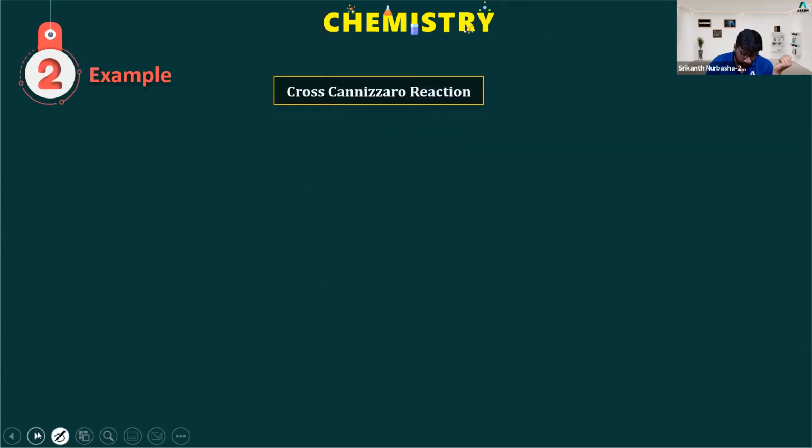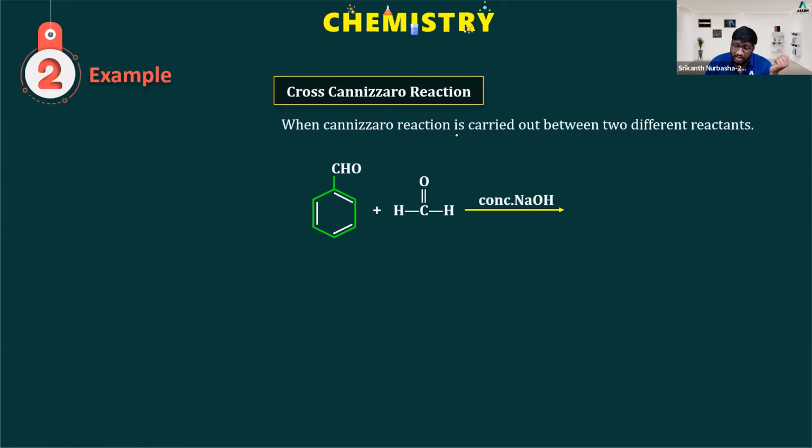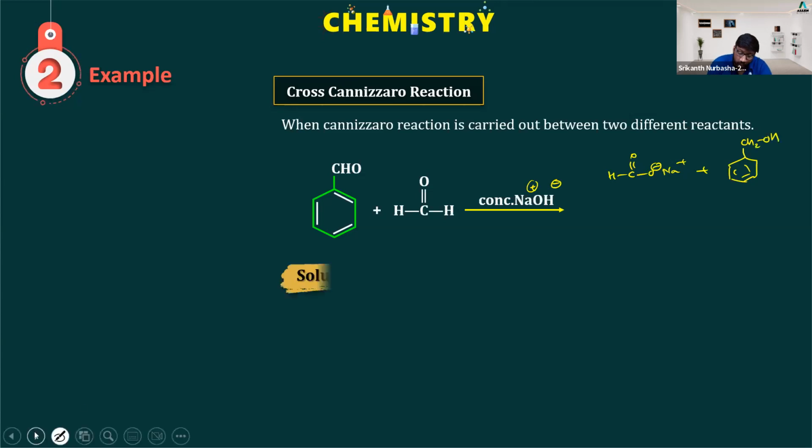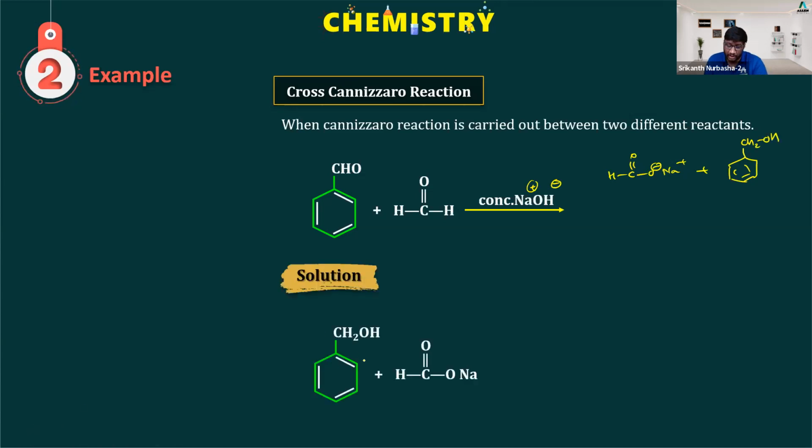Look at this reaction, the cross Cannizzaro reaction. When the Cannizzaro reaction is carried out between two different reactants, which will be oxidized, students? Formaldehyde. Which substance is going to be oxidized? That substance which has greater reactivity towards the nucleophile will be oxidized. Here, when you look at benzaldehyde and formaldehyde, formaldehyde is more reactive towards OH minus, so that will be oxidized. So we'll generate HC double bond O minus Na plus and C6H5CH2OH. These are the two components which are going to be obtained.